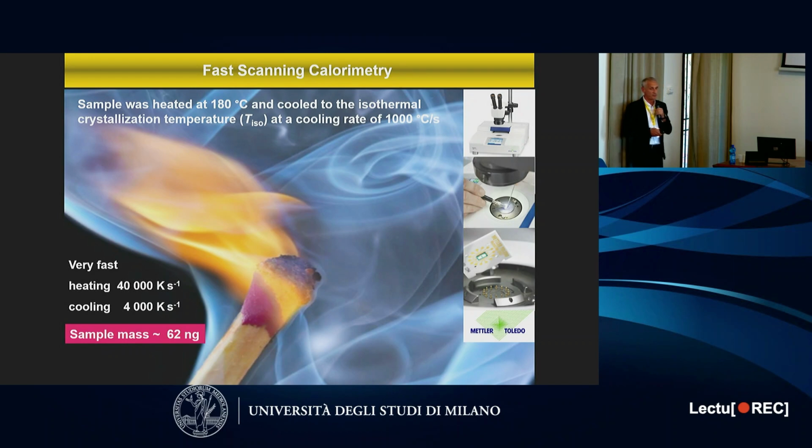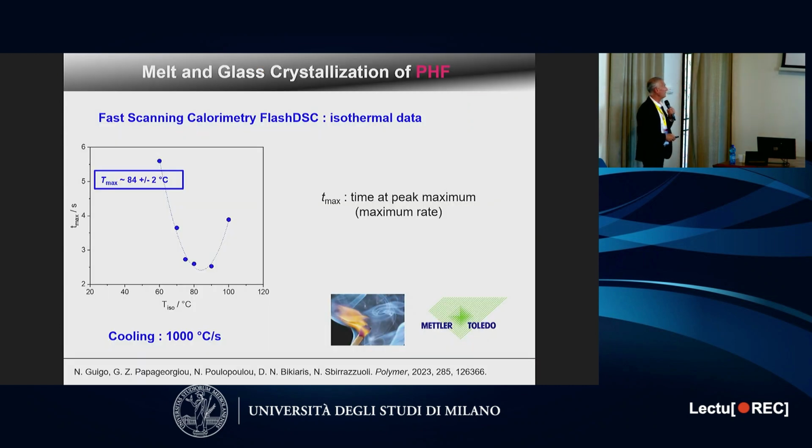So to check this, I have used the fast scanning calorimetry. The fast scanning calorimetry is a very convenient tool because you can heat the sample and cool the sample very, very fast. So you see here the heating rate. It's not a mistake. It is Kelvin per second. So by cooling the sample very fast, you are sure that there is no modification of the structure. To perform isothermal measurement, for instance, you start from the melt, you cool very fast to the isothermal temperature, and you are sure that the sample will not modify and will not crystallize. So this is a very convenient technique.